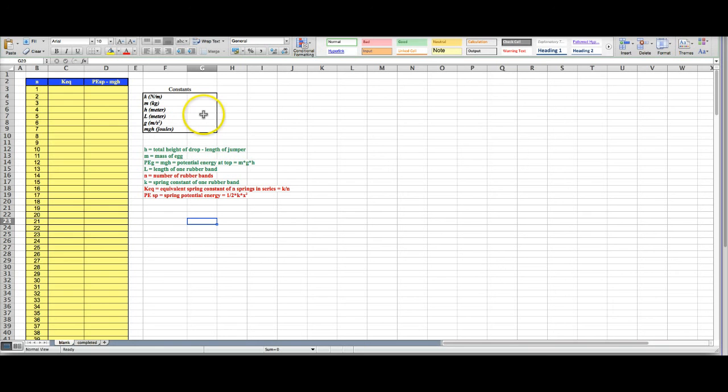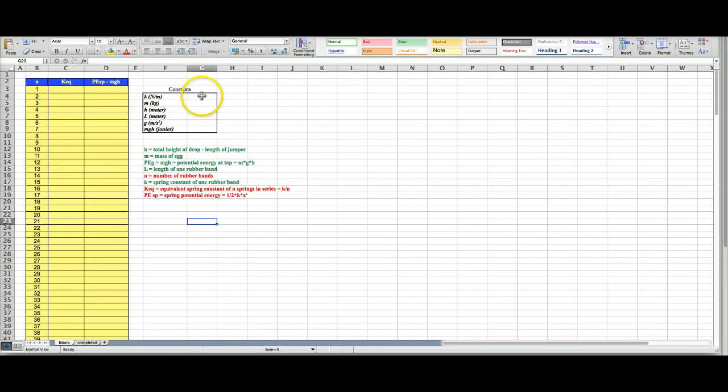Right? And you'll have to measure that length and fill that in. G is obviously gravity, and mgh is your potential energy term. So if we look over here at our three columns, we have N, which is the number of rubber bands that we could potentially use, and it's gone all the way down to 150. We then have our equivalent spring constant, right? So if we can look at it in a minute.